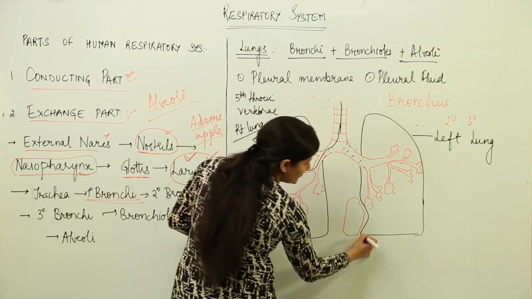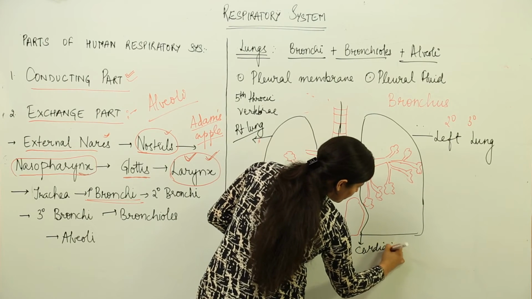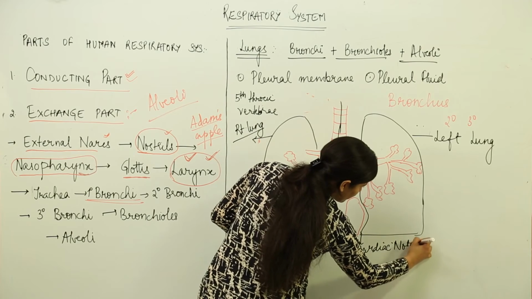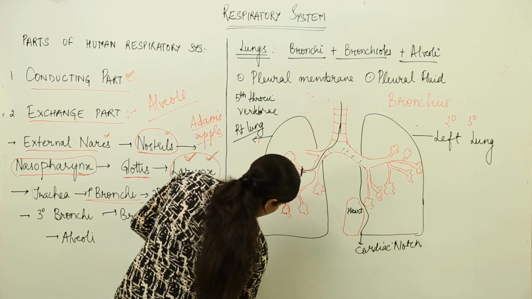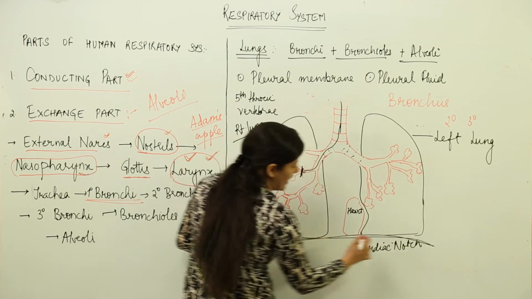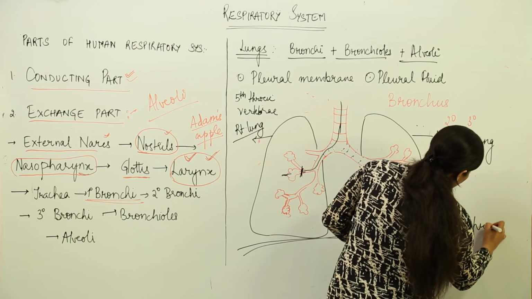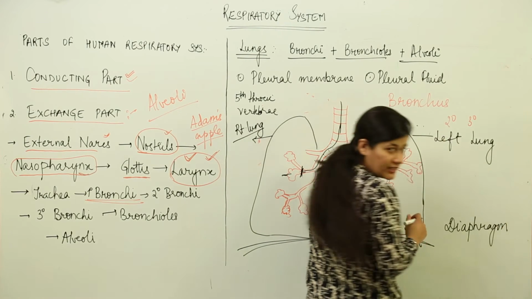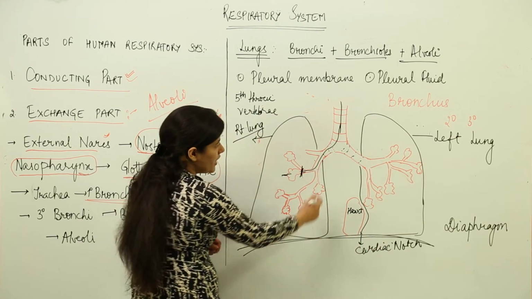We know that this particular region is known as cardiac notch. We have heart over here. These lungs are situated on a muscular flap known as diaphragm, which is very important for the breathing mechanism. We shall see how. The muscular flap is diaphragm.